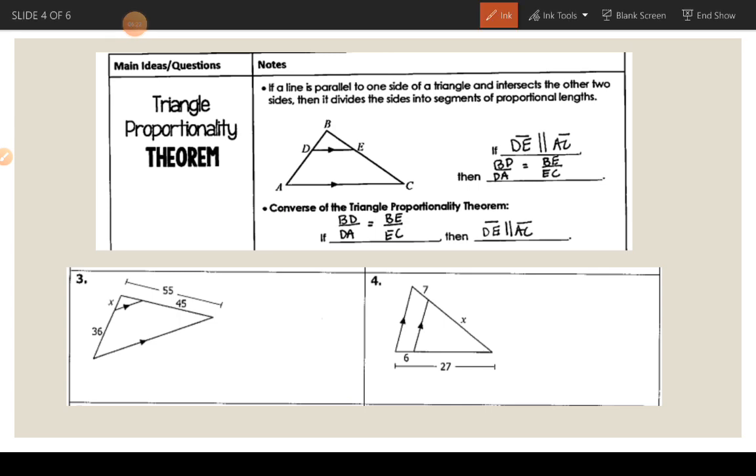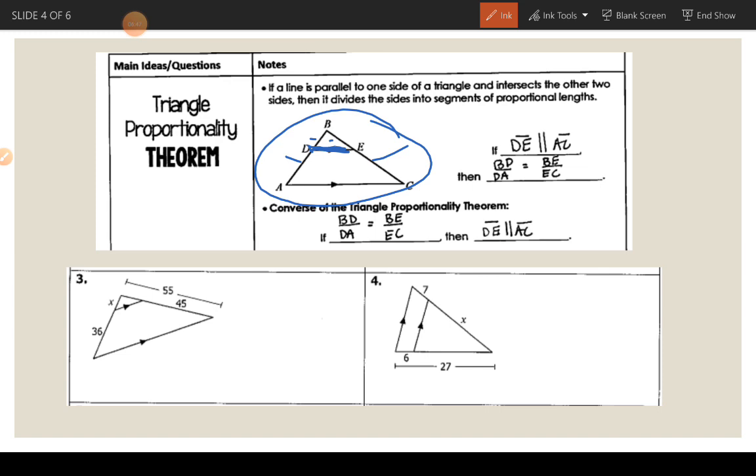Here's another set of proportional triangles. Now this looks like the mid-segment theorem. It's not. Why is it not the mid-segment theorem? Because DE is not in the middle of this triangle. That's why it's not mid-segment. But you're setting up those proportions using those side lengths.